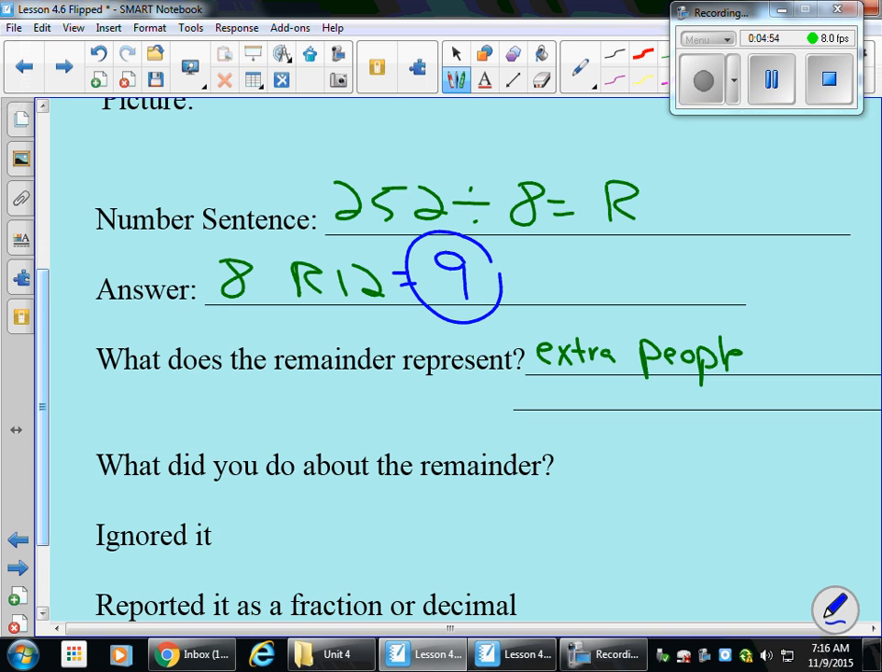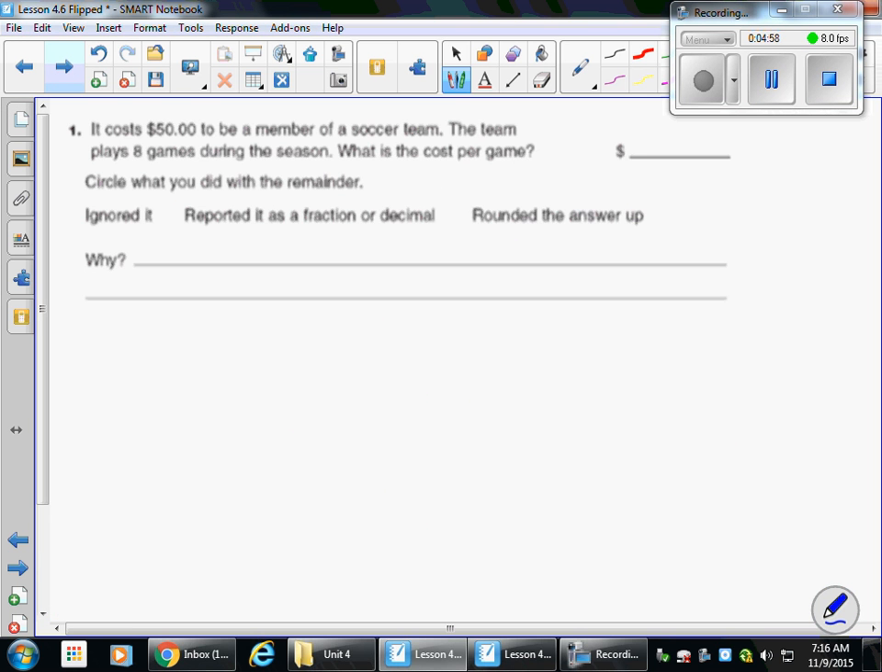The answer is 9. Let's take a look at more of these examples here. 3 more examples. It costs $50 to be a member of a soccer team. The team plays 8 games during the season. What is the cost per game? Well, we know we're going to have to go 50 divided by 8. They want to know what the cost is per game. That should be a huge hint to tell you that our answer should be in a decimal form. Dealing with costs is decimal, okay?